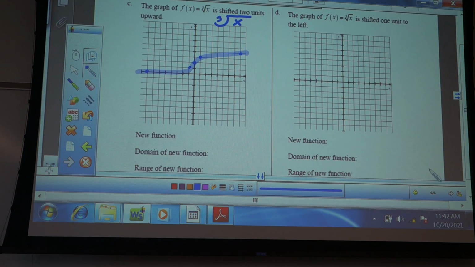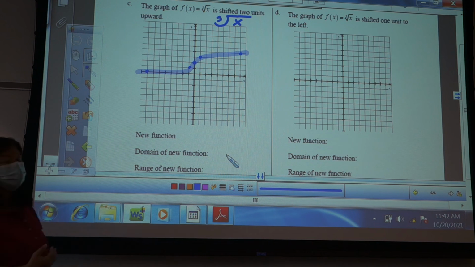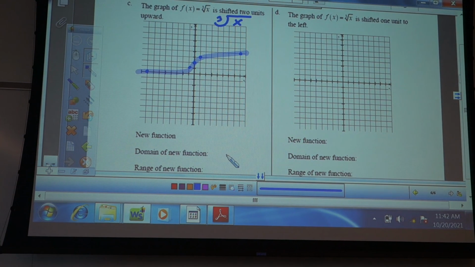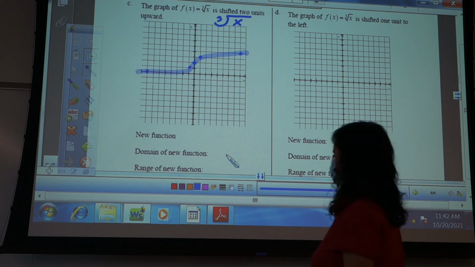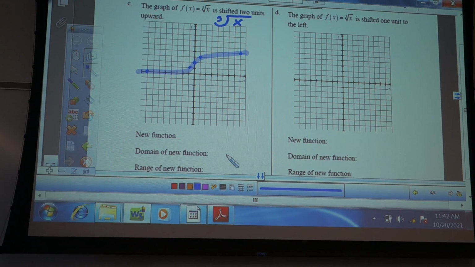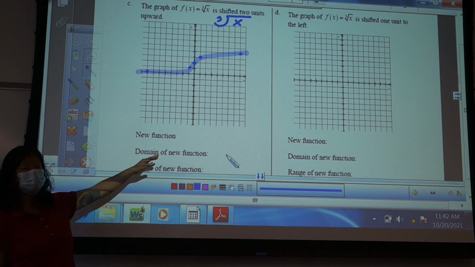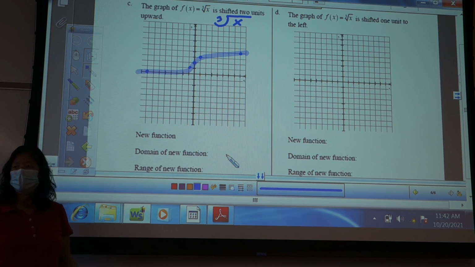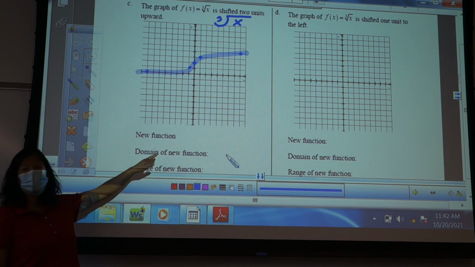So now what's the new function? Everybody write down what you think the new function is. It's up 2. So is up and down on the inside or the outside? Outside. Write the new function, and we'll check it later. What's the domain of the new function? How far left, how far right does it go? It's all real numbers. It goes on and on forever.